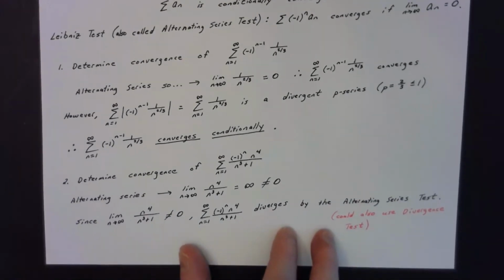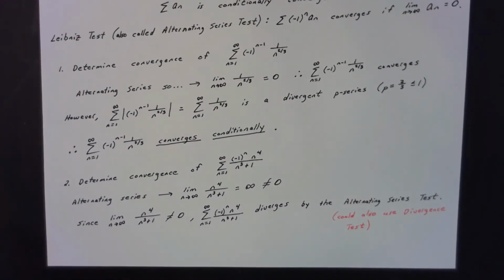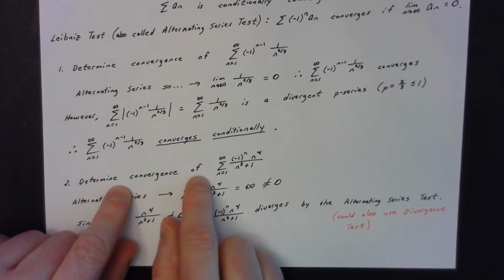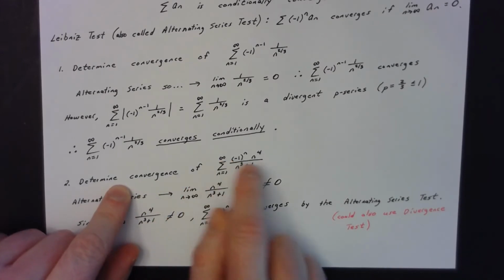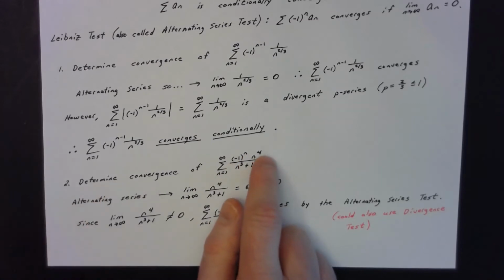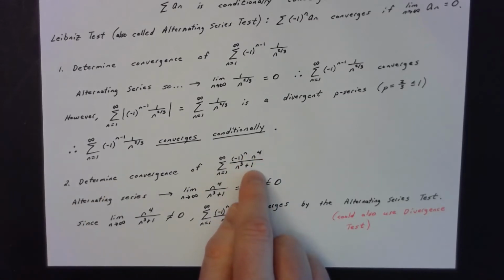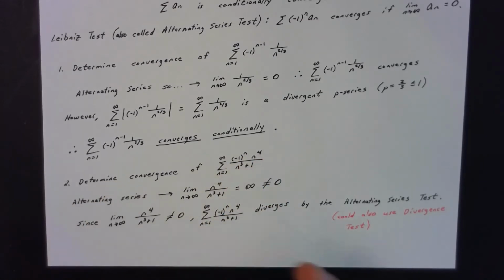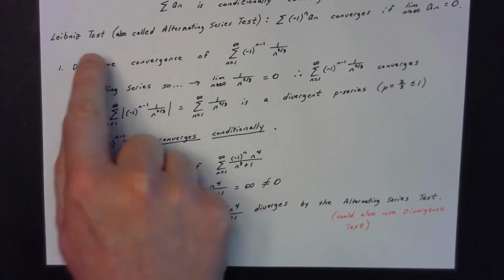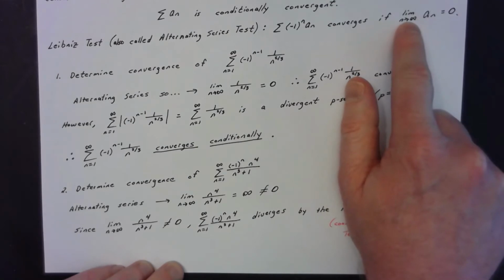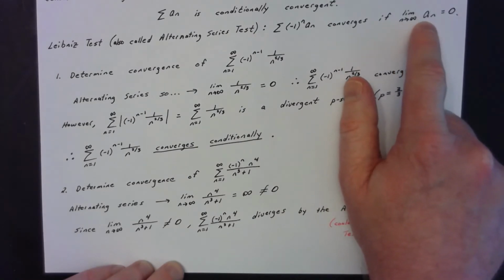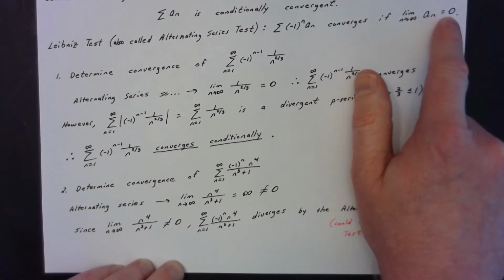Now, a second problem I want to look at with you. What if I ask you to determine the convergence of, again, an alternating series, from n equals 1 to infinity, negative 1 to the n times n to the 4th over n cubed plus 1. Well, again, alternating series, so I'll use the alternating series test, where I say, okay, it will converge if the limit as n approaches infinity of a sub n is equal to 0.